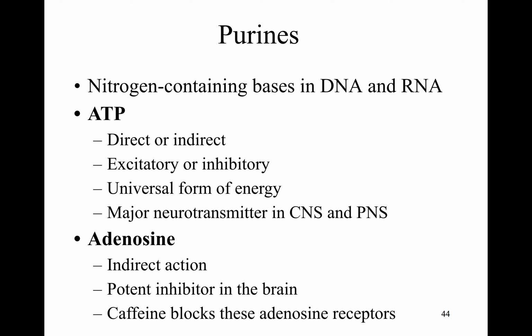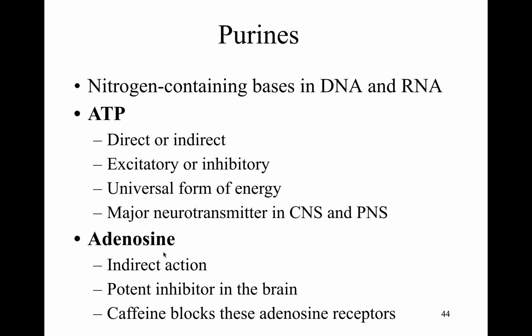ATP is not only our universal form of energy, but it's also one of our major neurotransmitters in both the central nervous system and the peripheral nervous system. So ATP we've talked about a ton just as that kind of universal form of energy. I just also wanted to point out that ATP is also going to play a major role as a neurotransmitter, so a chemical messenger in our neural pathways in the central nervous system and the peripheral nervous system. So it just goes to show how important ATP is in our bodies.